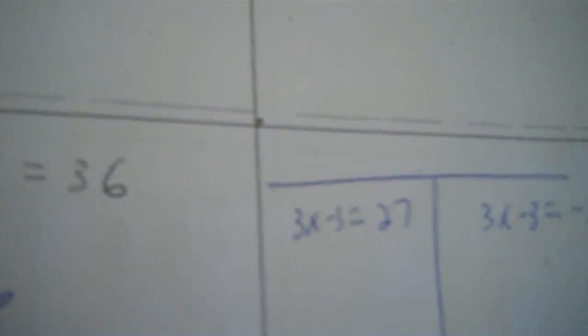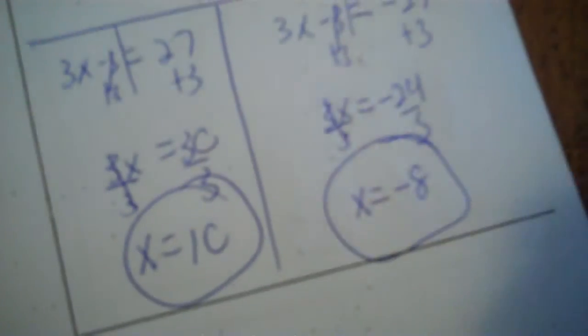So you could have 27 or the negative 27, because the radical you looked up was an even. So plus 3, that's 30. So 3 times x would equal 30. Then I divide by 3, and I get 10. Then I add 3, that's negative 24. Divide by 3, x equals negative 8. Okay, 10 and negative 8.